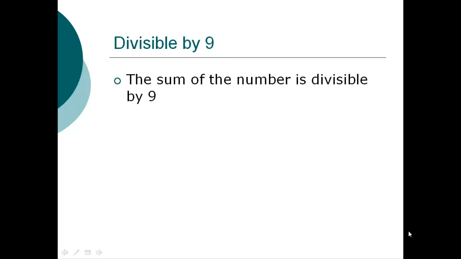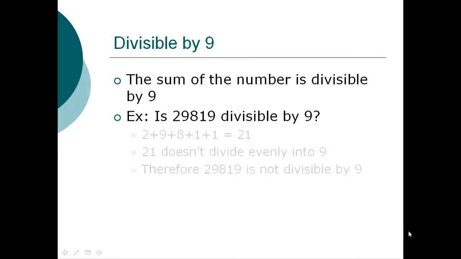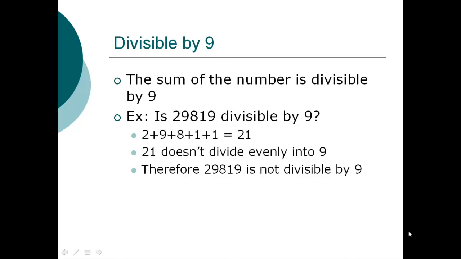So when can 9 be evenly divided into a number? This trick is pretty similar to how we can tell whether 3 can be evenly divided into a number. All we have to do is look at the sum of the digits of the number and check if it is divisible by 9. So for example, is 29,819 divisible by 9? We get the sum of this number, which equals 29. Now you can see that it does not divide evenly by 9, so this whole number here is not divisible by 9.